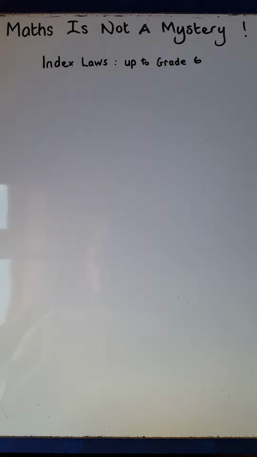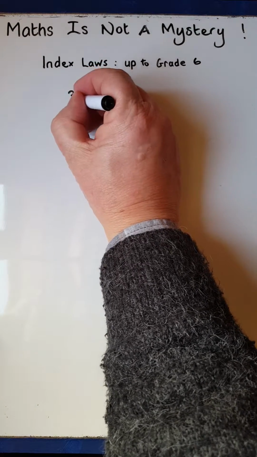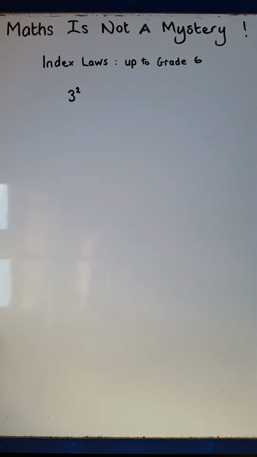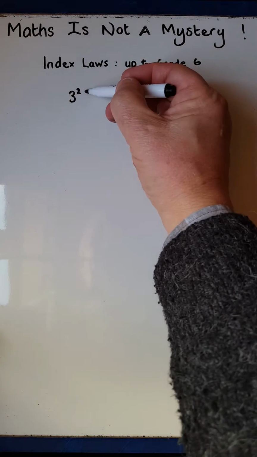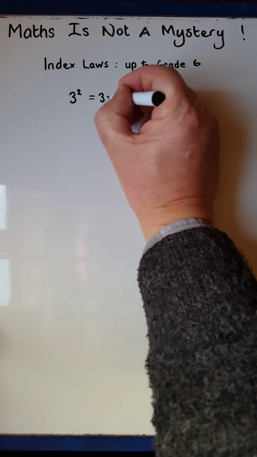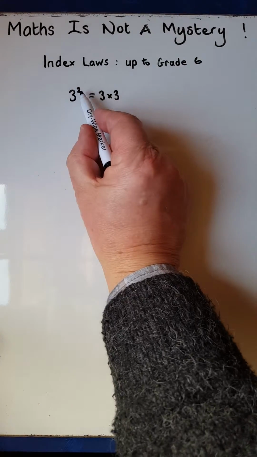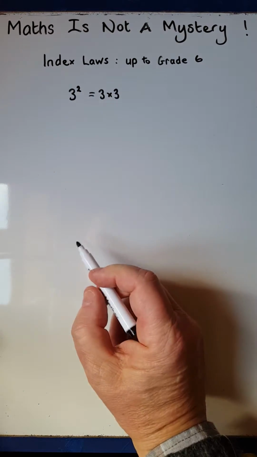Indices are the little numbers that float above a real number. So the index number on there is the little 2, which tells us that that says 3 squared, which means it's 3 times 3. The little 2 tells us that there are 2 3s.